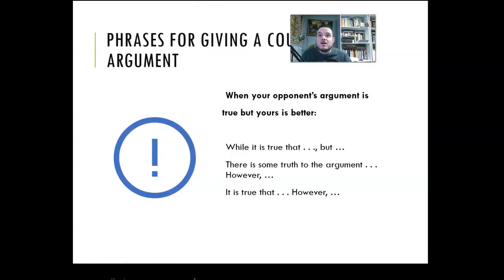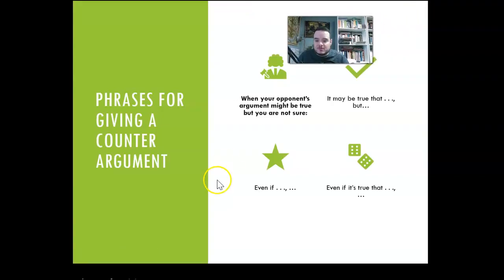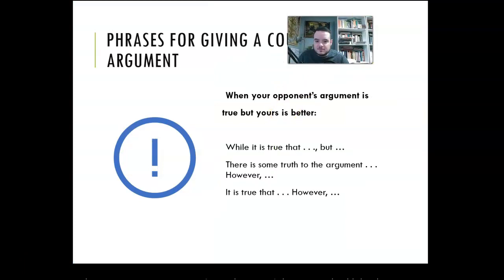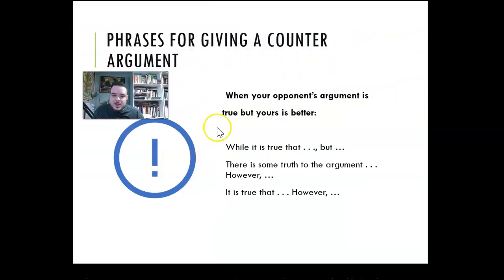Phrases for giving a counter argument. When your opponent's argument is true, but yours is better, you should do the following. While it is true that, but; there is some truth to the argument that, however; it is true that, however. So you're often going to have complex and compound sentences here, okay?